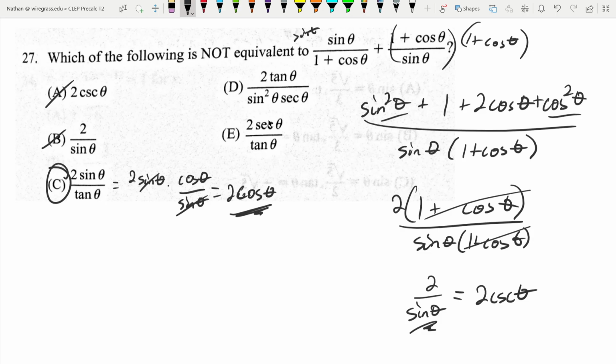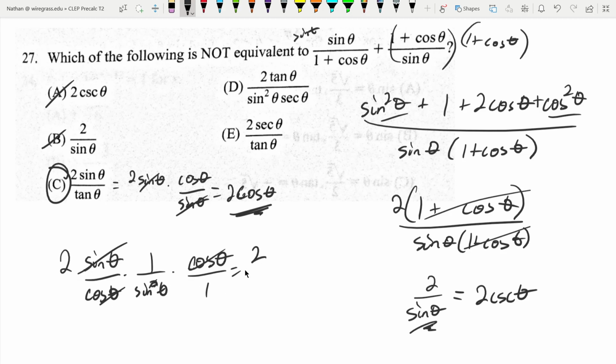But let's just check D and E really quick. You could just, of course, stop there, but let's just check it. We have sine theta over cosine theta times 1 over sine squared theta. Secant is the same thing as 1 over cosine, so 1 over cosine is going to be cosine theta on top. Cosine, cosine, sine, sine, we get 2 over sine theta. So yeah, D is definitely not it.